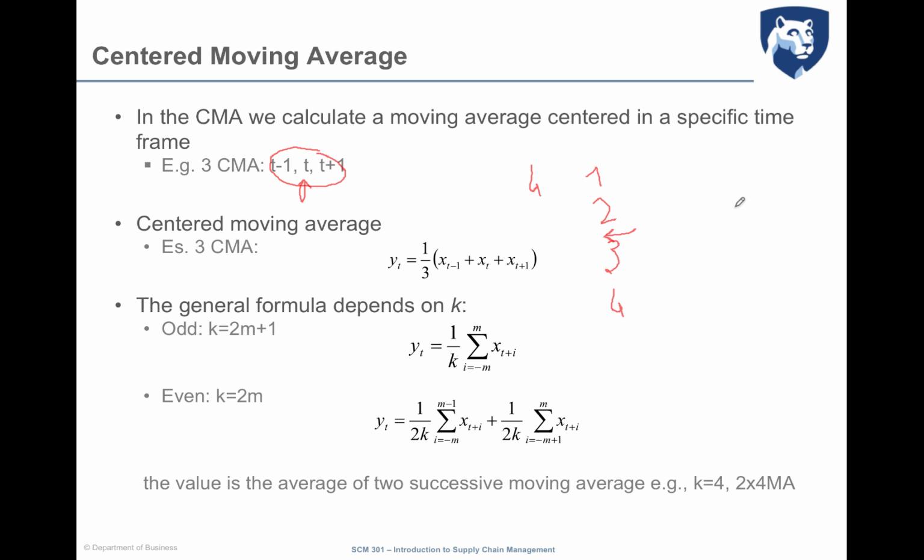So this is a problem, because when it is 3, you center the moving average here, you take the observation before and the observation after, and you average these 3 values. In this case, you don't have the value in the middle. So a moving average of an even order needs to be managed in this way.